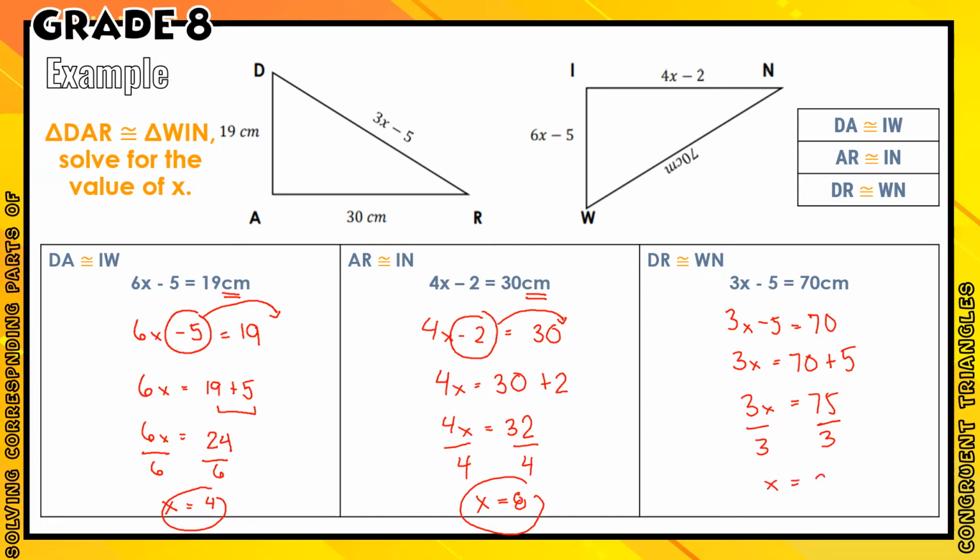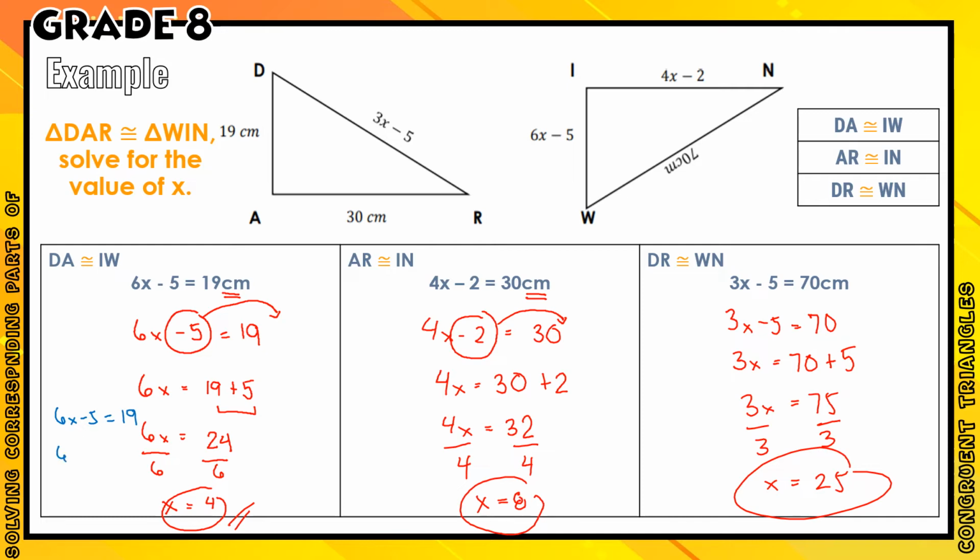X is equals to 25. So based sa ating direction, we just need to solve for the values of x. And to check if your answer is correct, substitute lang naman natin yan sa given. So I have here 6x minus 5 equals 19.